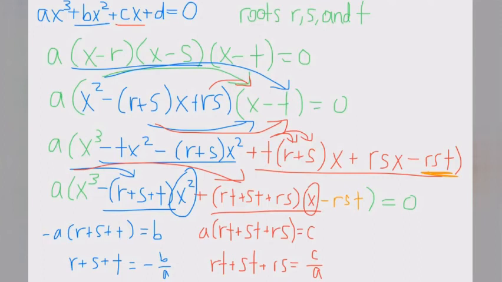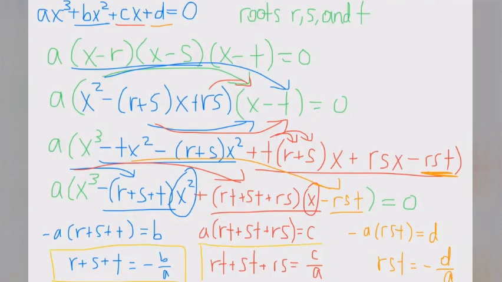And then finally we have this. So distributing the a, we get negative a times rst equals, and this corresponds to d. So rst equals negative d over a. Cool. So we figured out the formulas for the sum of all three roots, the sums of the products of any two roots, and the product of all three roots.